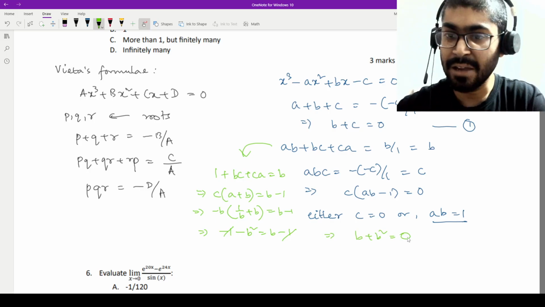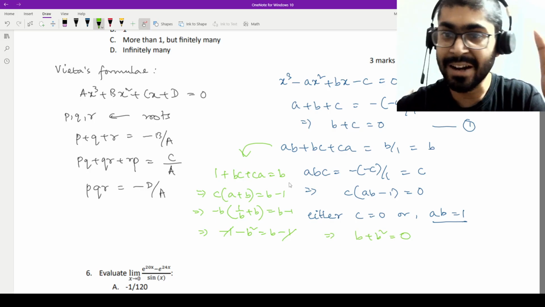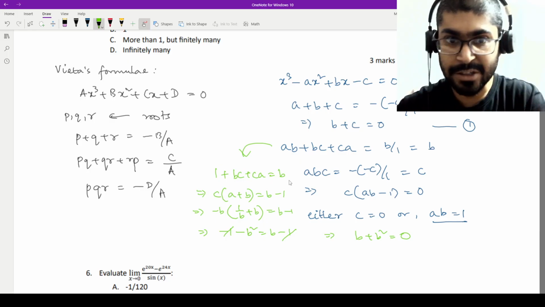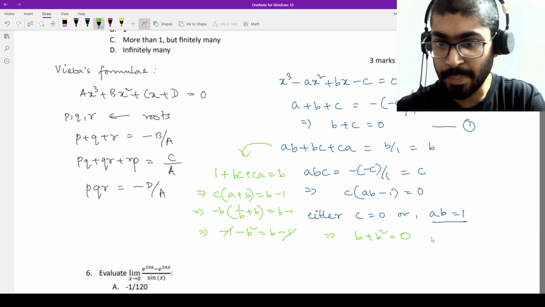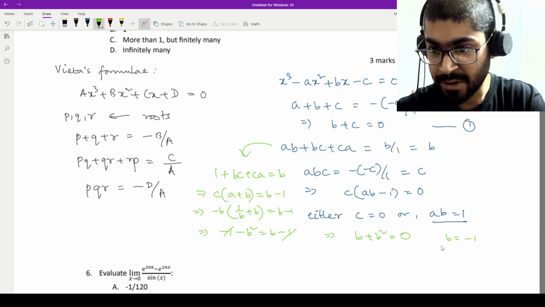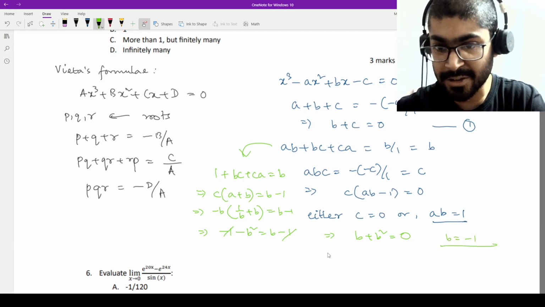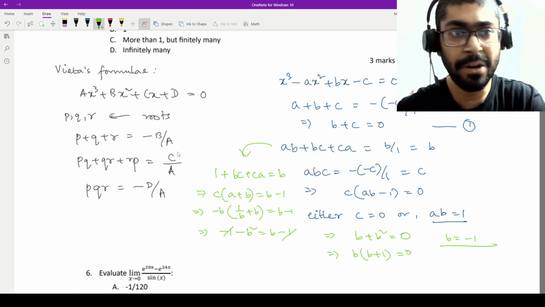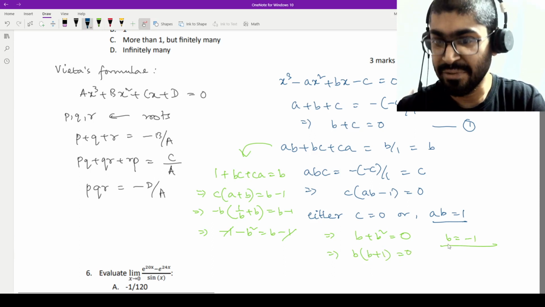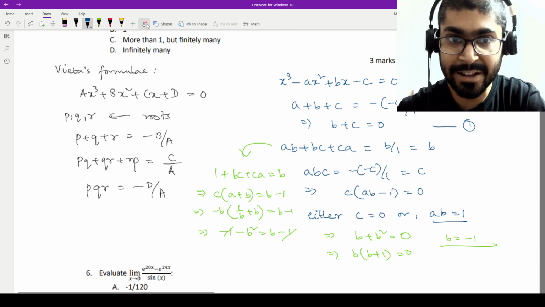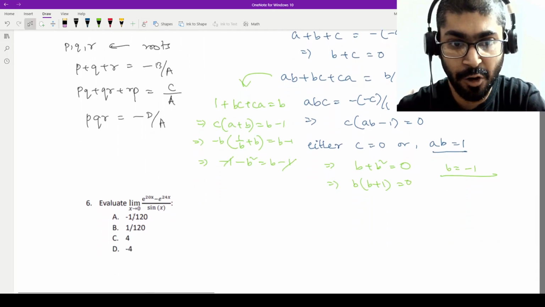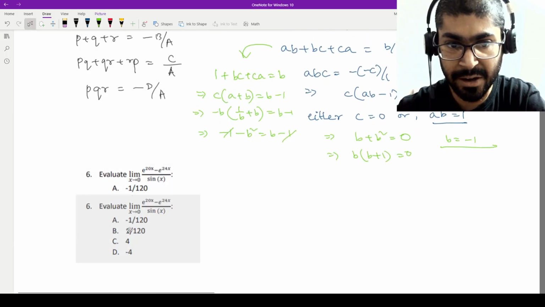So again, if I go b equal to 0, then I'll get everything equal to 0, right? Which is not what I can do. So b will be equal to minus 1, right? Because I can take b common, b plus 1 into 0. So b will be equal to minus 1. Now once I fix b equal to minus 1, then I can go backwards and get the value of all the other coefficients, right? Let me remove this for a bit.